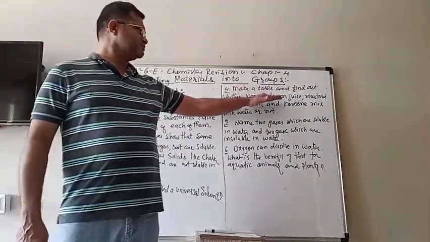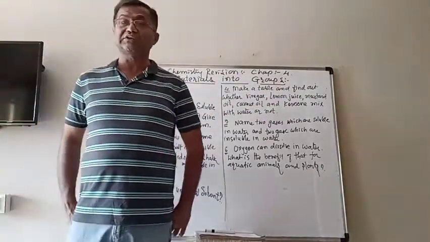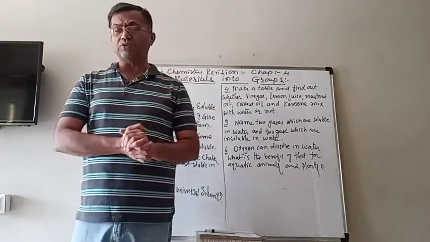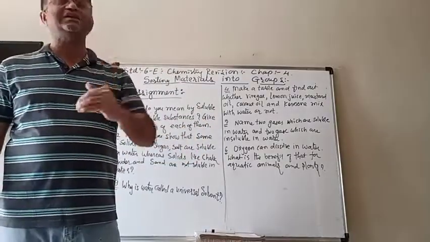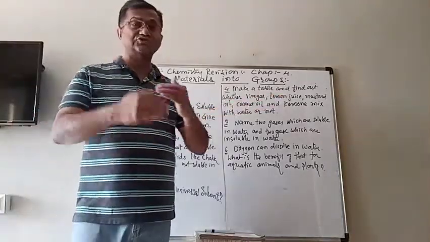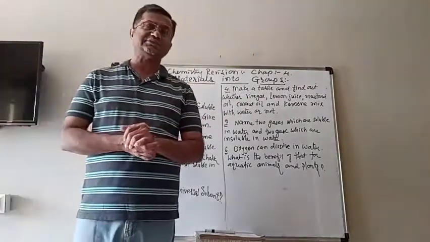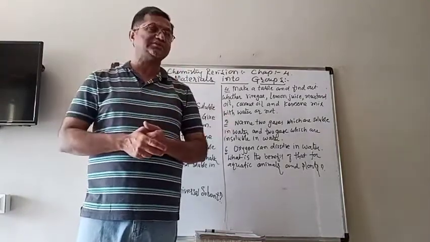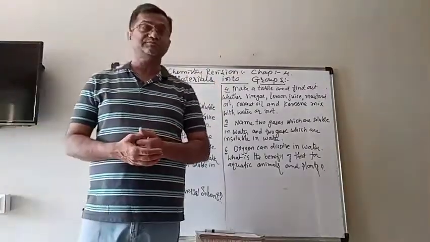You will see that vinegar and lemon juice mix very well in water. It means that after they settle down, you don't see the layers of vinegar or lemon juice and water. When we make lemon sarbat, you won't be able to see the lemon juice and water separate. They mix well. It means that they are soluble in water.